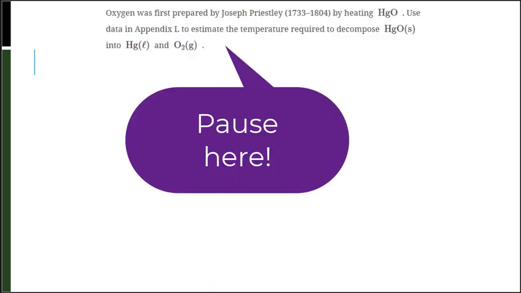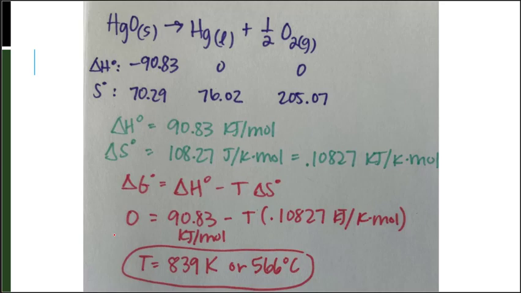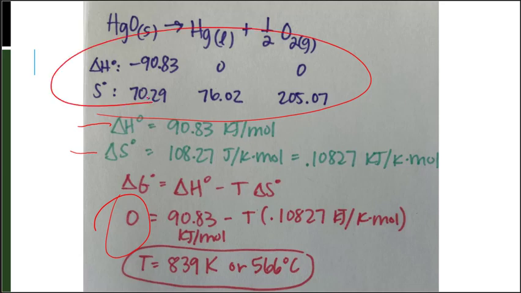Pause the video here to estimate the temperature required to decompose mercury oxide into mercury and oxygen, just like we did in the last problem. I did the same thing, setting my G to 0, found my delta H and my delta S from the thermodynamic data in the appendix, and found T would be 839 Kelvin, or if I subtracted 273.15, or 273, I would get 566 degrees Celsius.